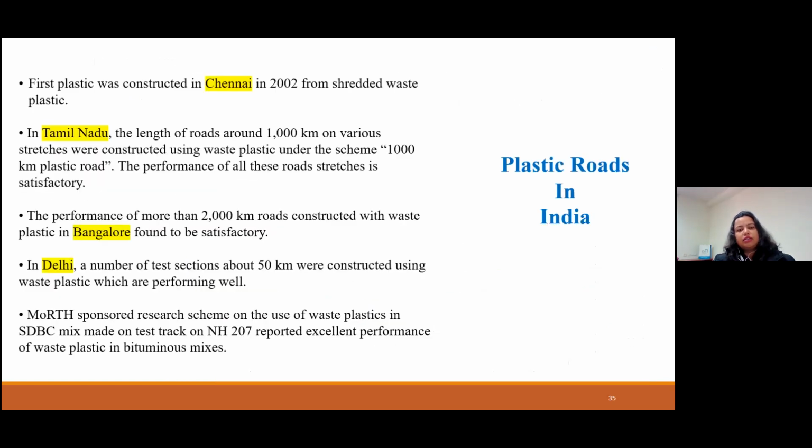Then, as far as the country overall is concerned, in Chennai, Tamil Nadu, we have 1,000 kilometers of roads constructed with plastic. In Bangalore, we have 1,000 kilometers of roads constructed now. Earlier, in only the urban territory of Bangalore, it was 600 kilometers. And including the nearby districts, it's 2,000 kilometers, which is a good number.